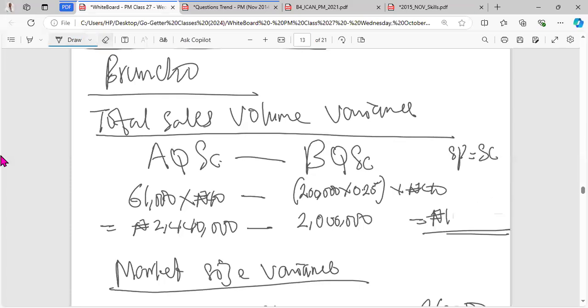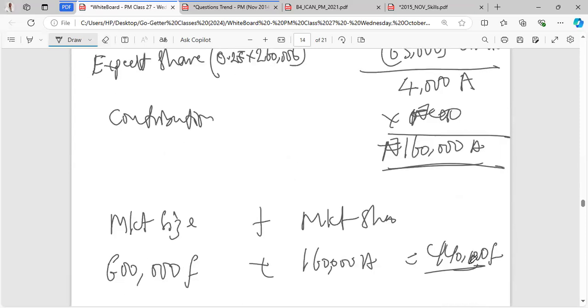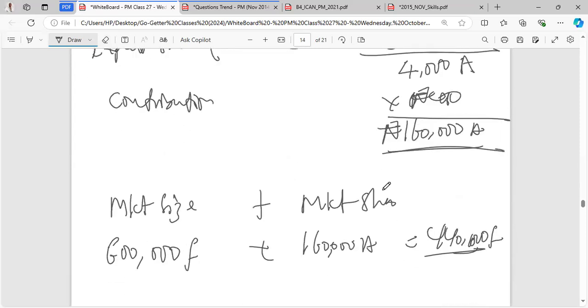So that should be 440,000 favorable. So if we are to check what we did, and we are having 440,000 favorable, this is your sales volume. So it's correct now. Someone is asking you should explain again. I will use the icon example here to explain.